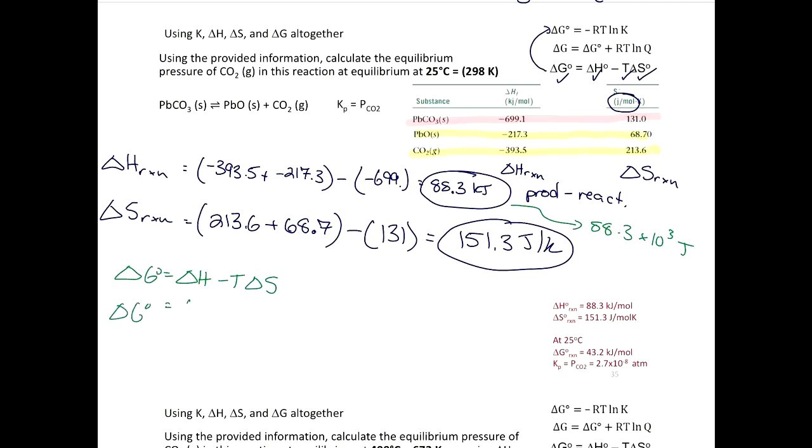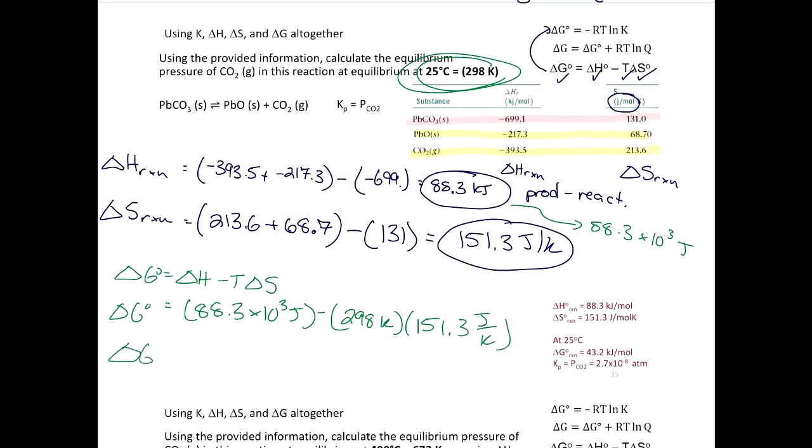So plug and chug here. So 88.3 times 10 to the 3 joules minus temperature. We are at standard temperature, so 298 again, Kelvin, times the entropy, 151.3 joule per Kelvin. And so you do see that the Kelvin units cancel and we're left with a delta G value that's in joules. And so we get at 25 degrees, delta G is 43.2 times 10 to the 3 joules.